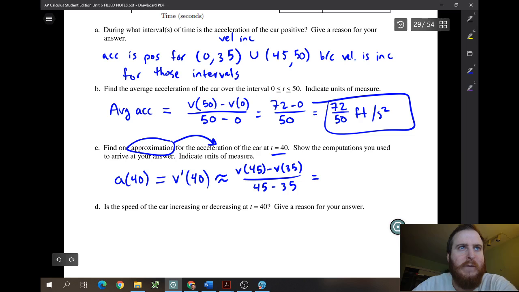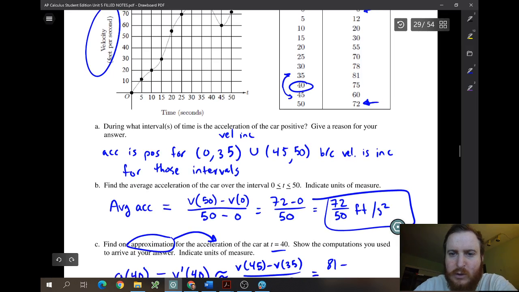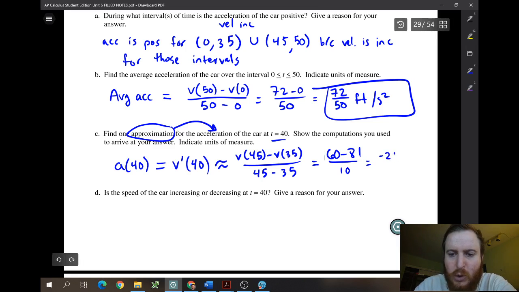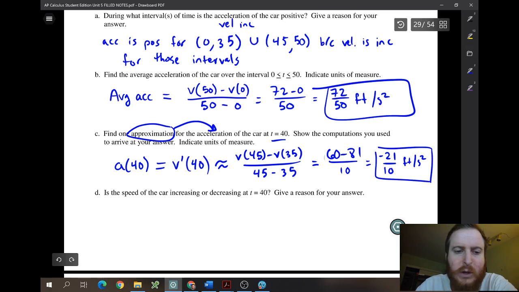So v of 45 in this case, if we look on our table, is 81. V of 60, I think it's 60. I think I got those backwards. Yeah, 60 minus 81 divided by 45 minus 35, which is 10. So we get negative 21 over 10. You can make that negative 2.1 if you want to, but I'm going to leave it as negative 21 over 10. Again, units would be feet per second squared because we took a derivative, like a rate, or because it's acceleration.